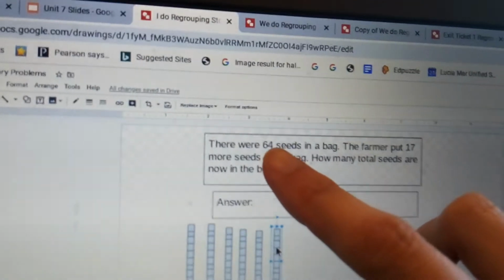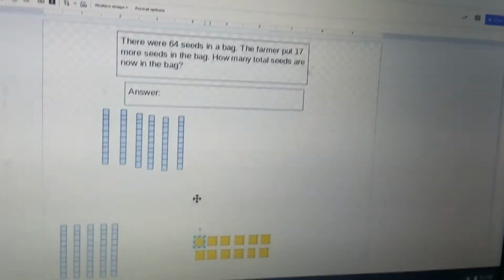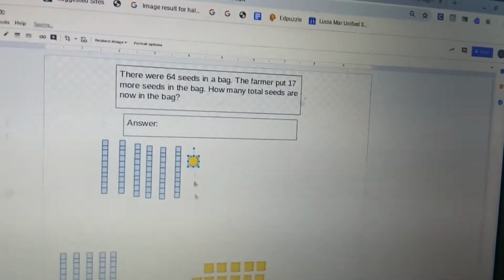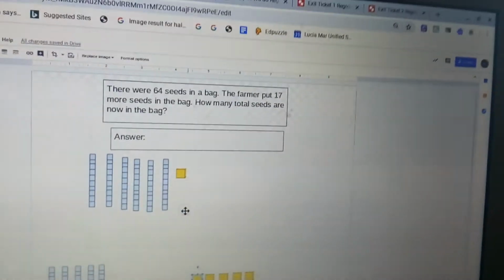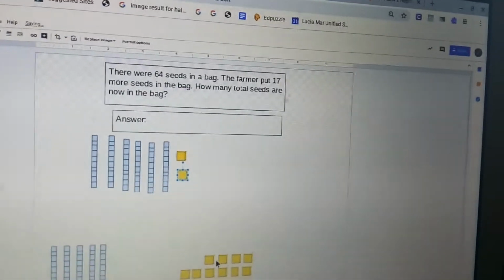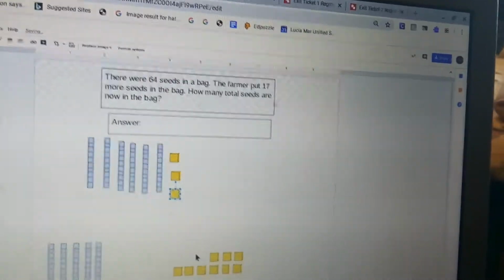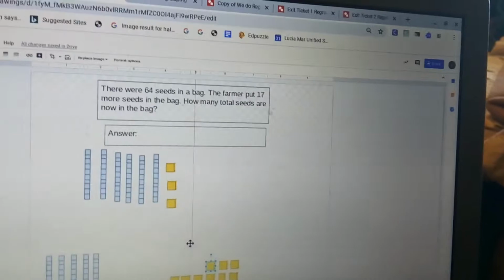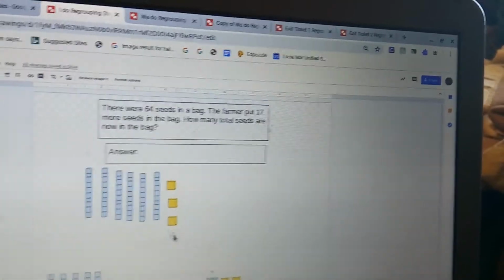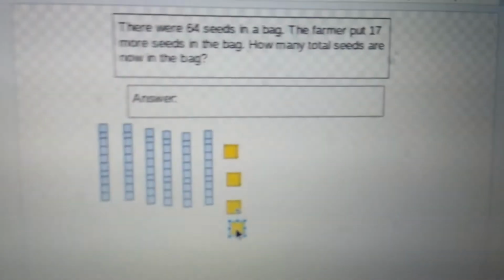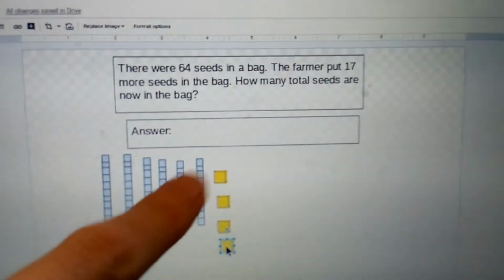But I'm not done because I see I have 4 ones units. So going back down, let's grab 4 of these. 1, 2, 3, and our last one, 4. So that's the first number I built, 64. And I can check my work by counting 10, 20, 30, 40, 50, 60, 61, 62, 63, 64.